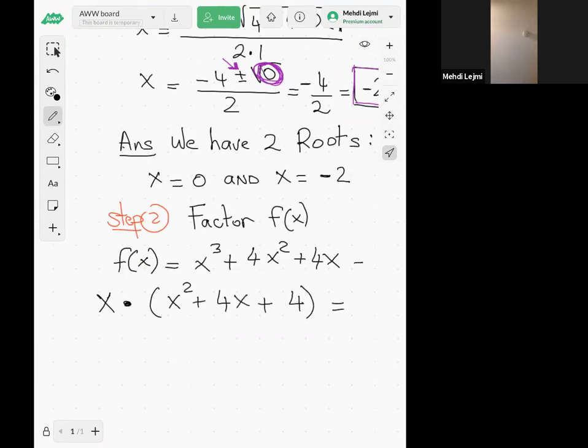So that's my x here. This is my first factor. Now, we have this x squared plus 4x plus 4, right? That's my second factor. Then I have to factor this, right? So we have to factor this.